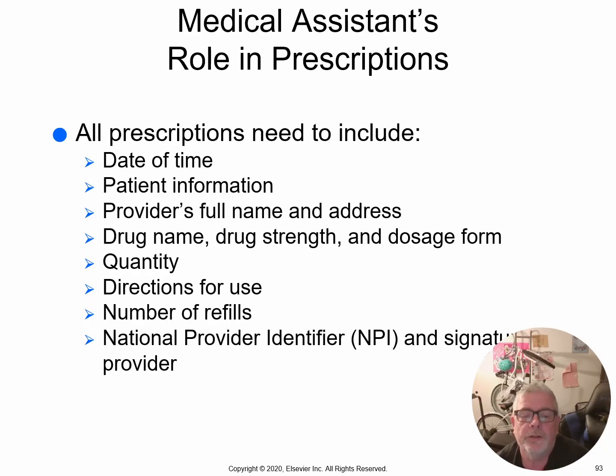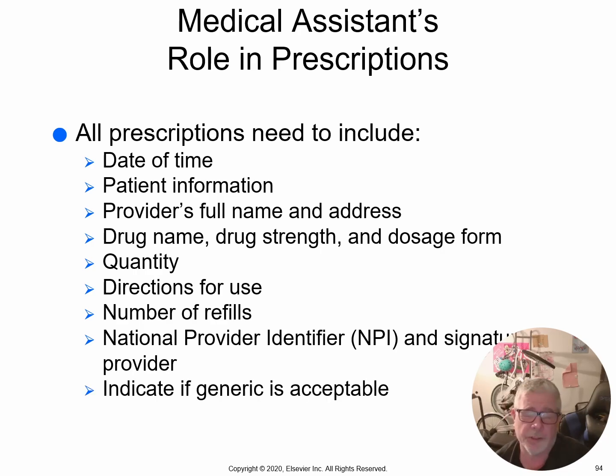The National Provider Identifier, the NPI number, is a number that's assigned by the government to any physician so that things like Medicare and Medicaid can reimburse the pharmacies for their prescription. Generic is acceptable. Usually generic is preferred. By default, generic is usually acceptable unless the prescriber checks off a box that says DAW, dispense as written.